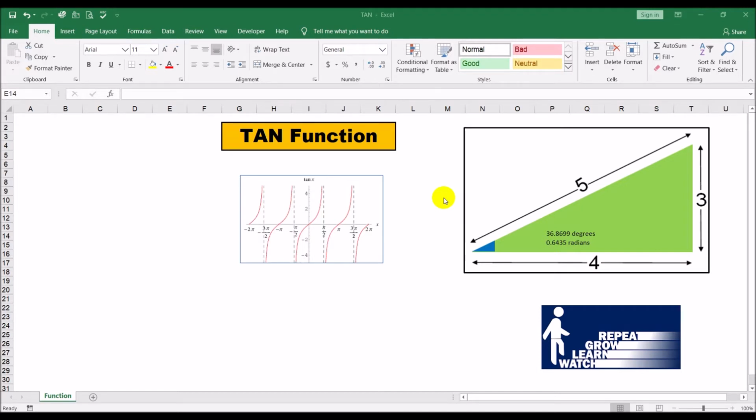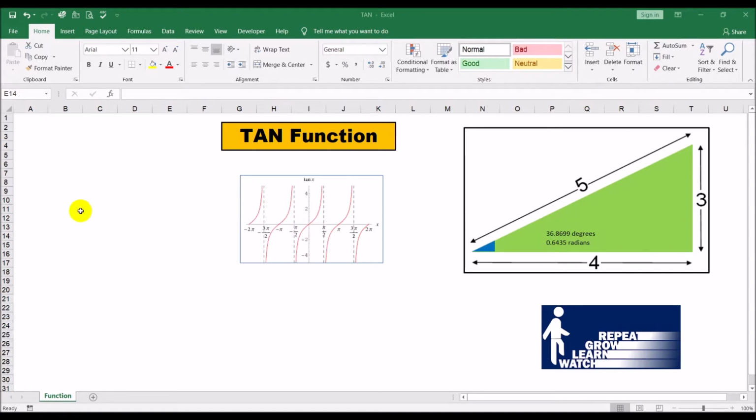Guys, Fahad back again with another video, and in this video we will be discussing the tangent function, another video in the series that we have started, in which we are doing individual videos on each individual function of Excel. So this is what the graph of tangent looks like. In this video also, we are going to be utilizing the right angle triangle that we have used in the previous videos.